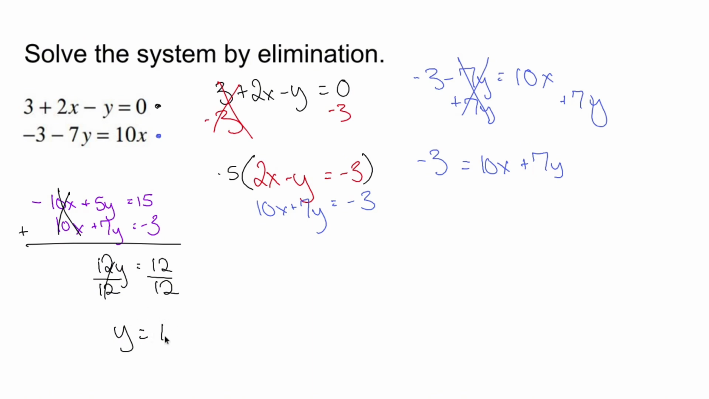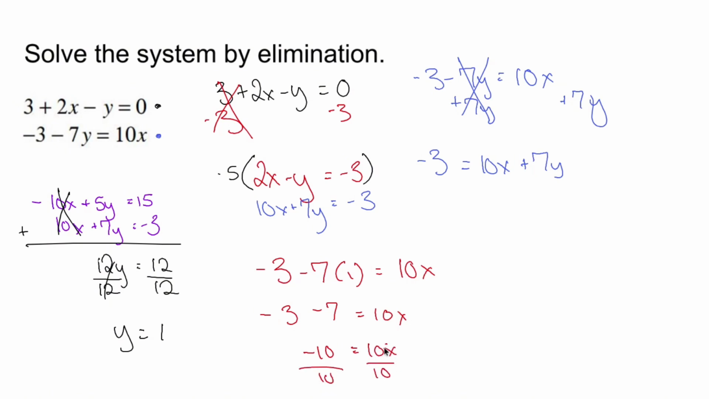Now you know y is 1. I have these two original equations. I'm going to pick one of my original equations and solve for x by plugging in 1. So why don't I use the bottom equation? To me, it looks less sloppy. If I use the bottom equation, it would be negative 3 minus 7 times 1, because y becomes 1, equals 10x. Okay, negative 7 times 1 is negative 7, so negative 3 minus 7 equals 10x. Negative 3 minus 7 is negative 10 equals 10x. Divide both sides by 10, and x equals negative 1.